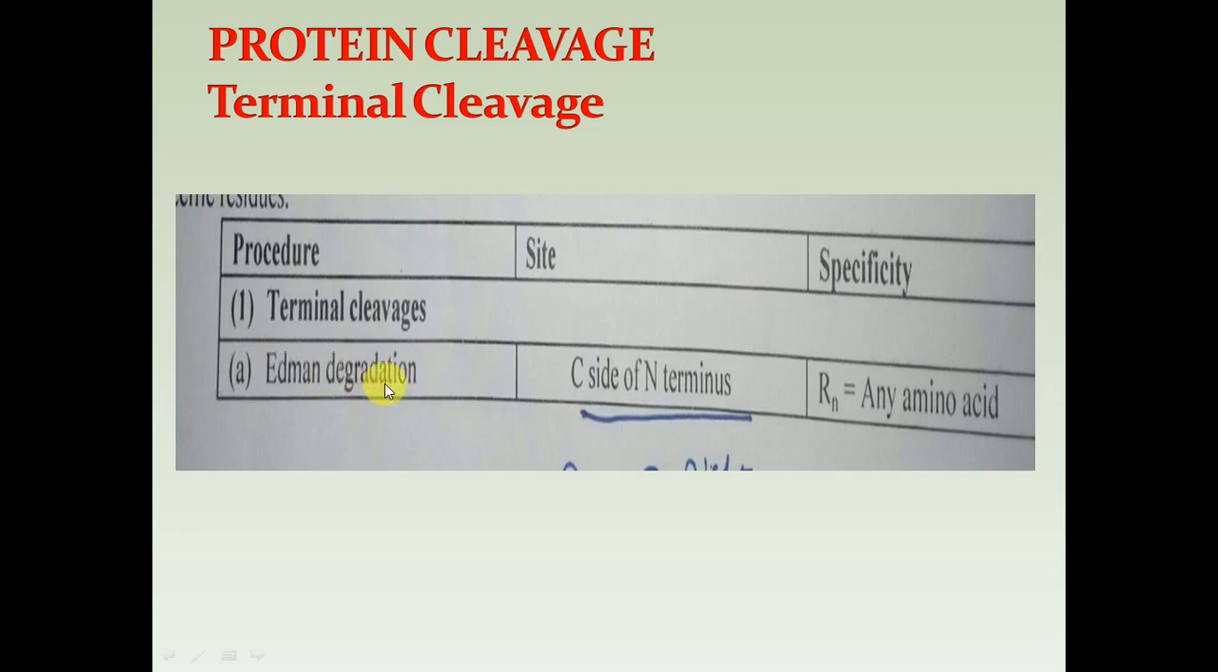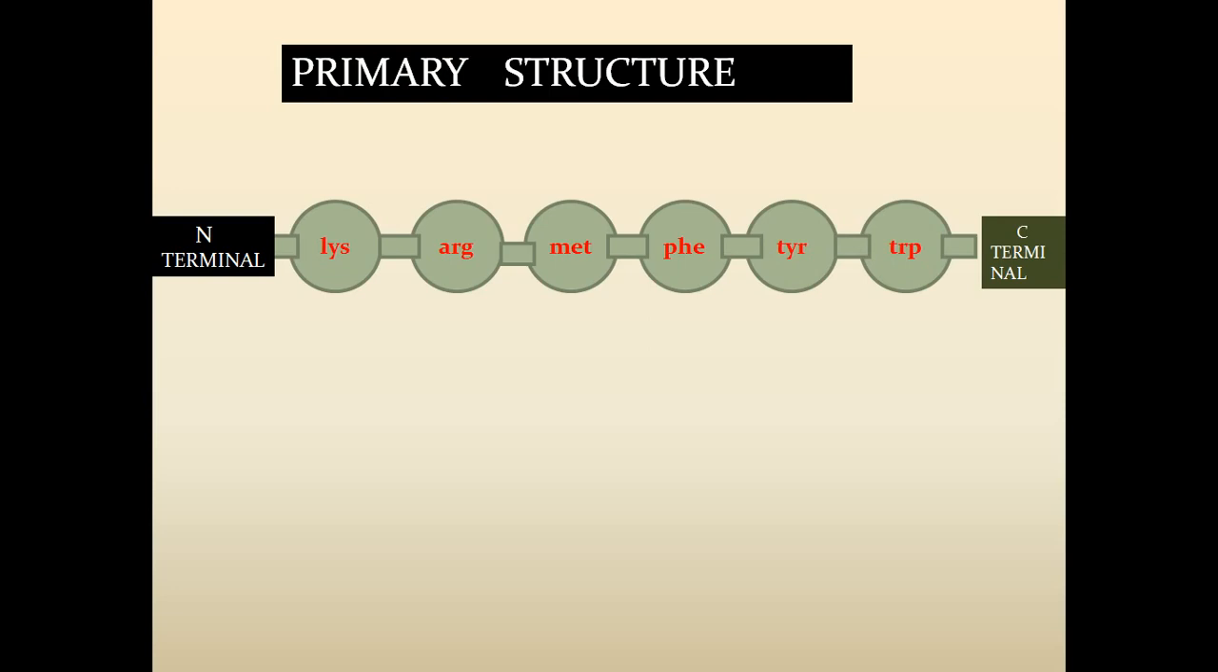Edman degradation cleaves the C side of the N terminus. That means this is the N terminus and the C side means the right hand side. This is the right hand side of this N terminus. So Edman degradation cleaves the C side of the N terminal. This is the N terminal and this is the C side of the N terminal. When we use Edman reagent, it will cleave this particular bond.